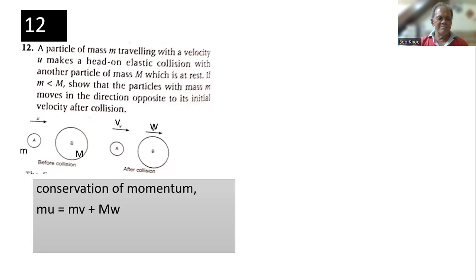Conservation of momentum: initial momentum, m times u. The other one is not moving. And after, m times v plus capital M times w. Okay, we want w. Take this one across there. Take the small m out: m times (u minus v) equals M w.